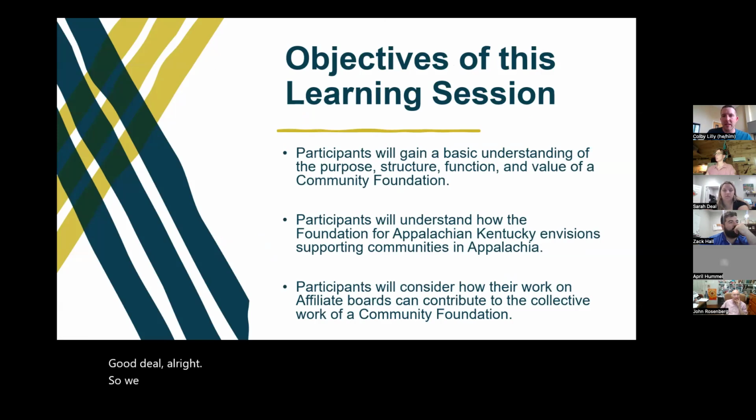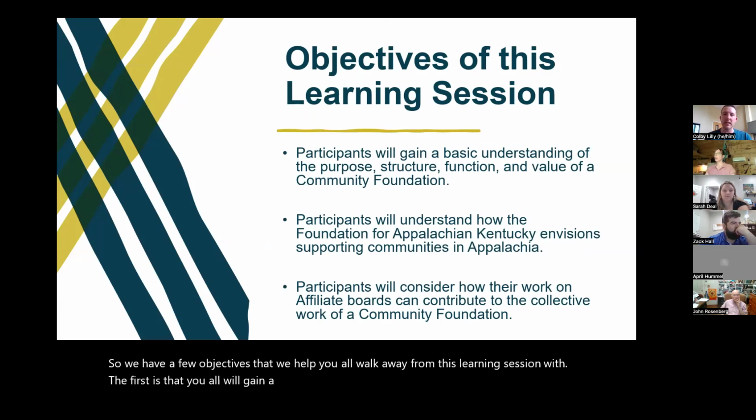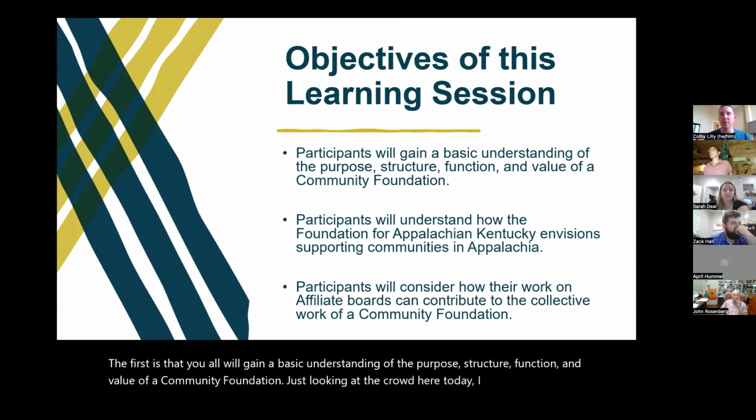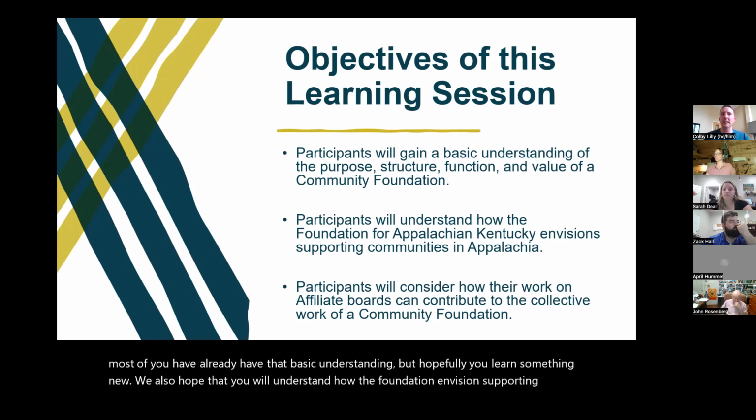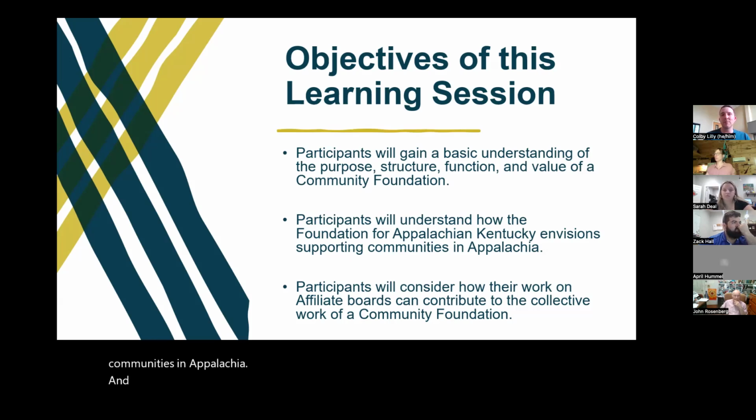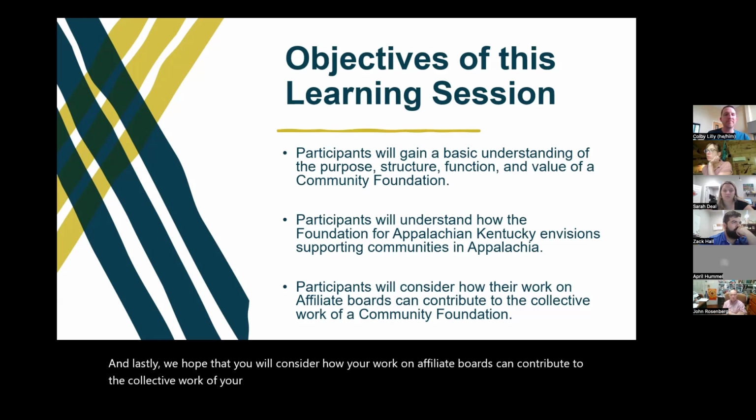So we have a few objectives that we hope you all walk away from this learning session with. The first is that you all will gain a basic understanding of the purpose, structure, function, and value of a community foundation. Just looking at the crowd here today, I would imagine that most of you already have that basic understanding, but hopefully you learned something new. We also hope that you will understand how the foundation envisions supporting communities in Appalachia. And lastly, we hope that you will consider how your work on affiliate boards can contribute to the collective work of your community foundation.